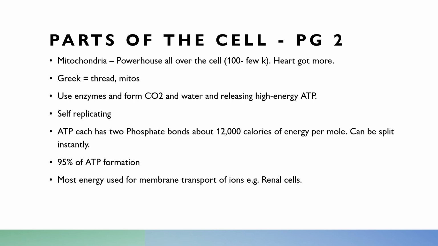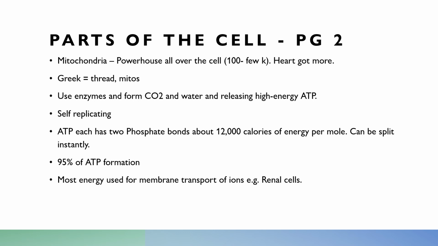How it produces energy is that the byproduct of the chemical reaction is CO2 and water. So water is produced, and then out comes a very high energy molecule called ATP. This mitochondria has its own DNA, so it can replicate by itself. If you have one mitochondria, it will keep producing until you have many mitochondria inside.